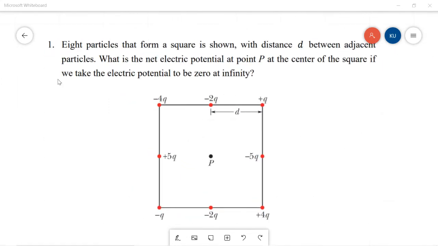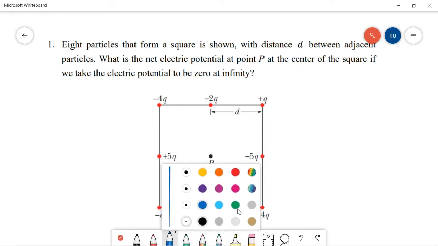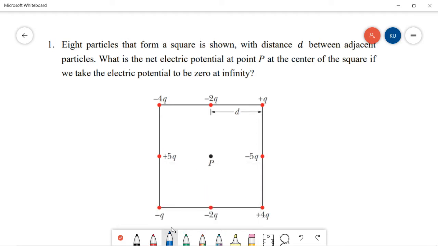Problem 1 first. For the first one, there are 8 particles that form a square as shown, with distance d between adjacent particles. What is the net potential at point P at the center of the square if we take the electric potential to be 0 at infinity? So actually, the first point we need to consider is that V is a scalar. V is a scalar, not a vector.